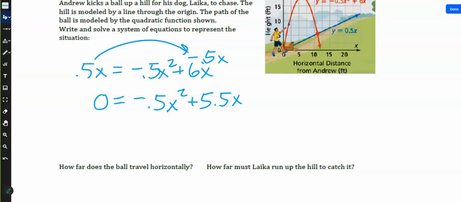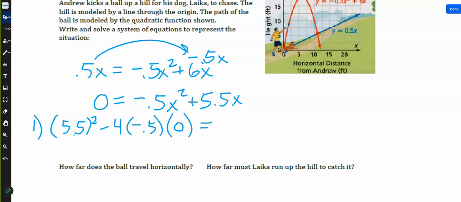So, b squared minus 4 times the a value. And the c value here is 0, so that's kind of nice. So this is really 5.5 squared. I'm going to grab a handy-dandy calculator because that doesn't seem like a nice thing. 5.5 squared. 30 and a quarter. Okay, 30.25.